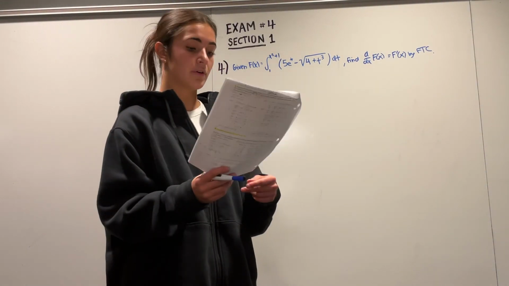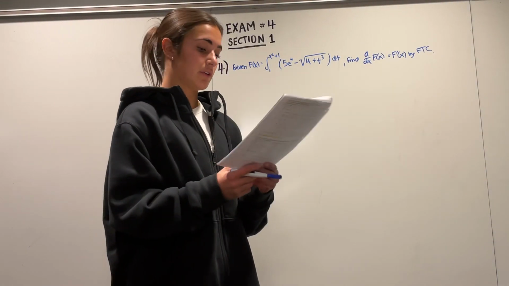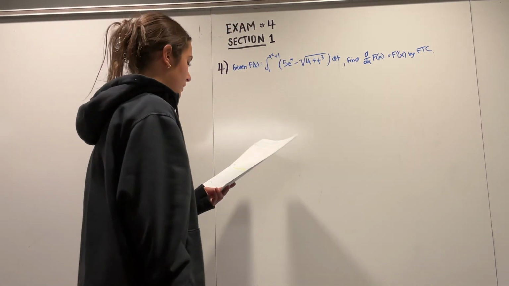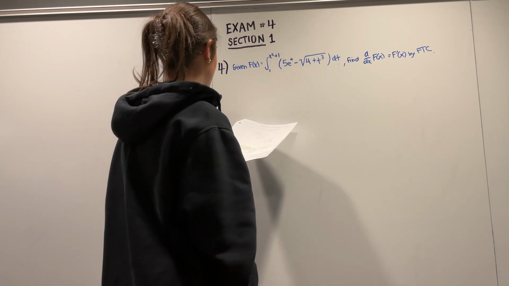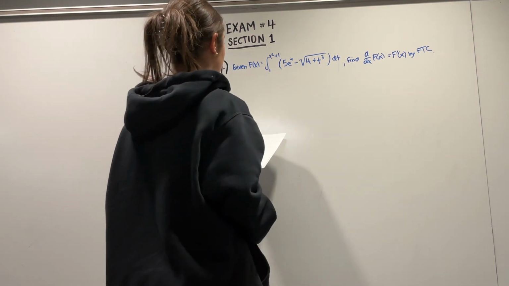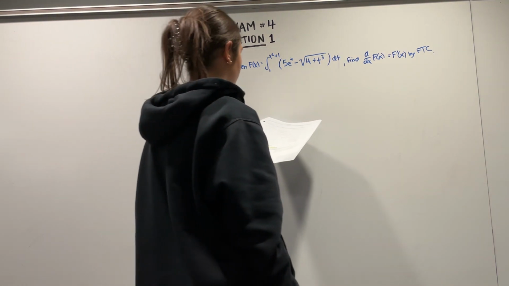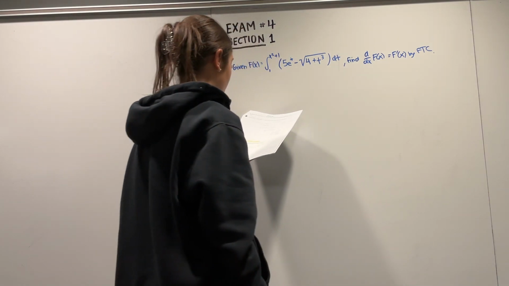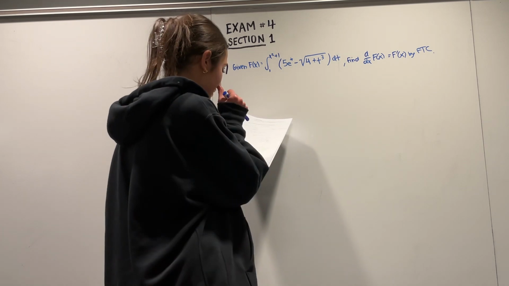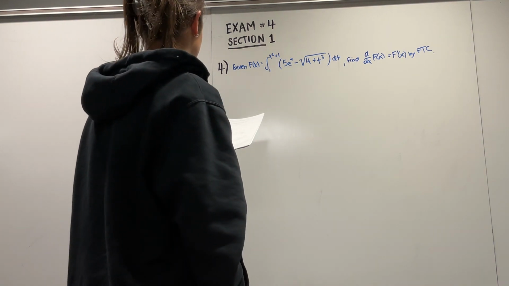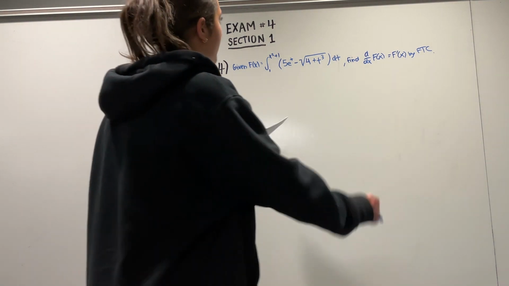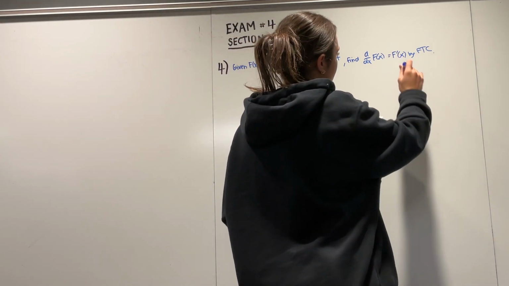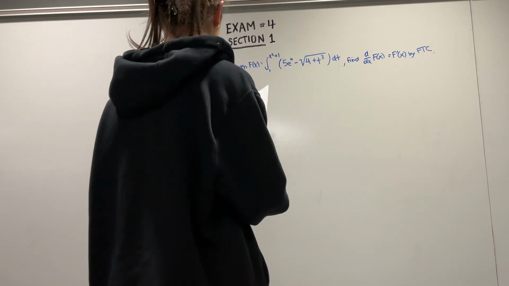This is exam 4, page 3, section 1, and this is question number 4. The question states, given that f of x is the integral from 1 to x squared plus 1 of (5e to the t power minus the square root of 4 plus t cubed) dt. We have to prove that d/dx of f of x is equal to f prime of x by the fundamental theorem of calculus.